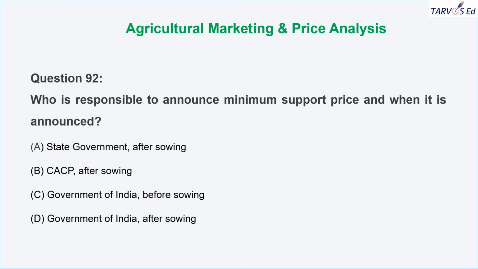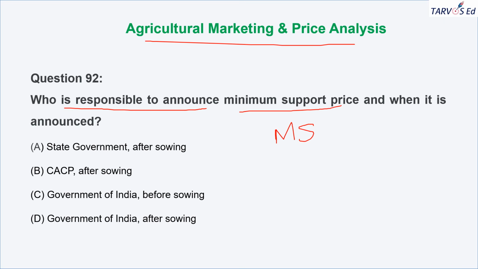Okay. Next question is question 92. It is also from agricultural marketing and price analysis. So the question is that who is responsible to announce minimum support price, MSP, in India? Who will be announcing MSP? So the options were state government after sowing, CACP, Commission of Agriculture, Cost and Prices after sowing, Government of India before sowing, and Government of India after sowing.